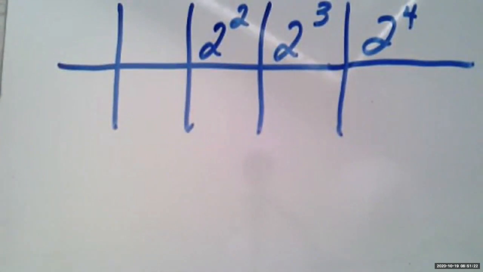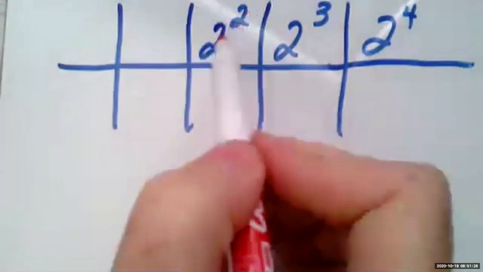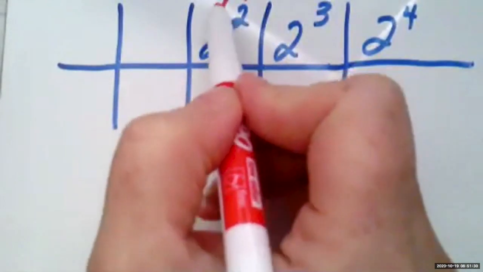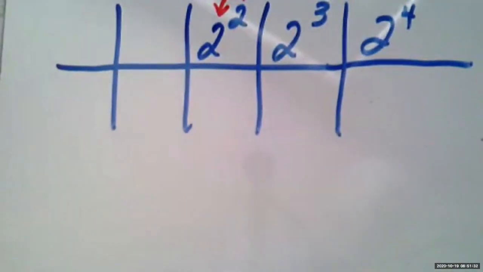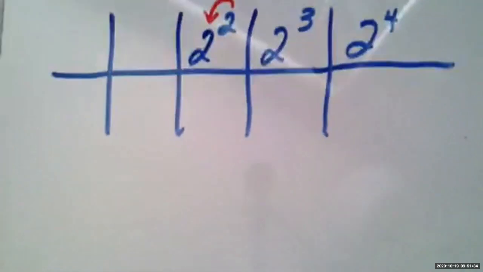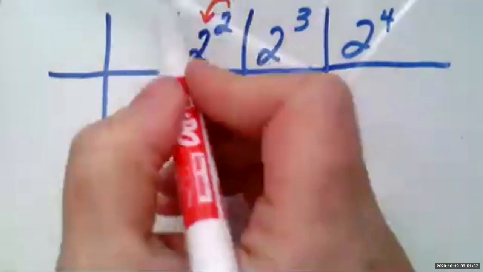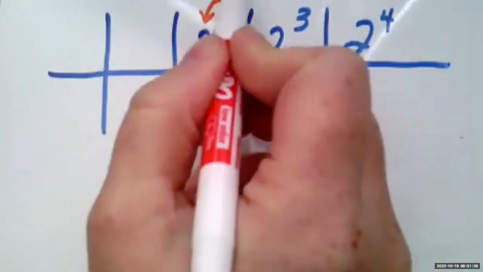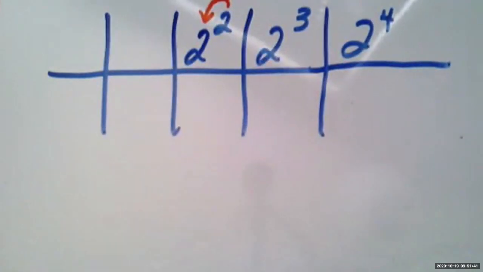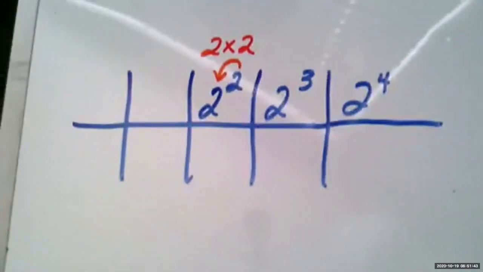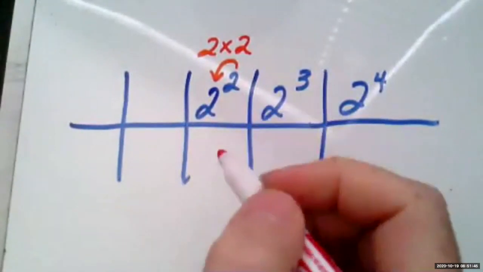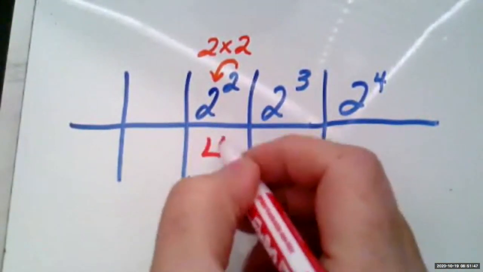You can do it on your whiteboard or in the chat. I'm all about it. 2 to the second power. Remember, this small 2 tells you how many times you write the big 2. Basically, it's 2 times 2. Those of you who wrote it down, the answer is 4.